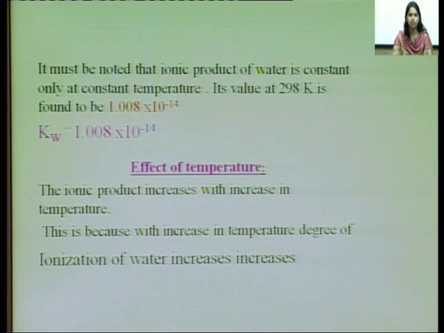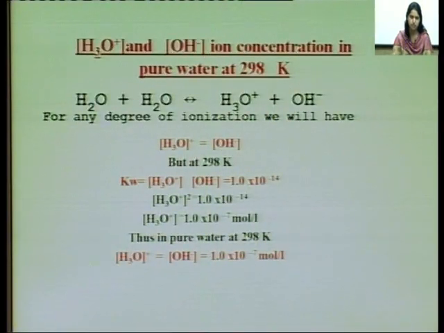So, what is the effect of temperature? The ionic product, that is Kw, increases with increase in temperature. This is because with increase in temperature, the degree of ionization of water increases. So, the ionic product also increases.